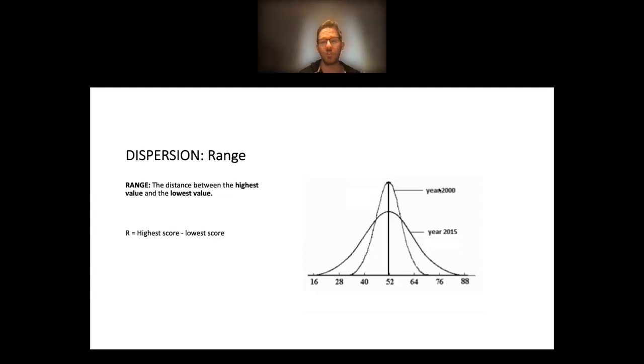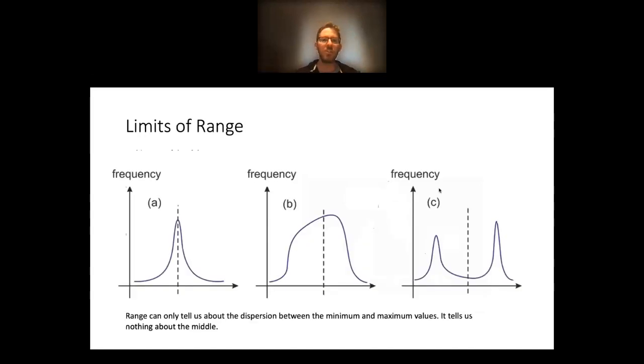measurement that we could use is the range, which takes the highest score minus the lowest score. So it just gives us how long is this distribution. Now the problem with that range is that it only tells us where the minimum and the maximum are. It does not tell us anything about what's going on in the middle or how far away. So each of these graphs could be the same range, even though they look very different.